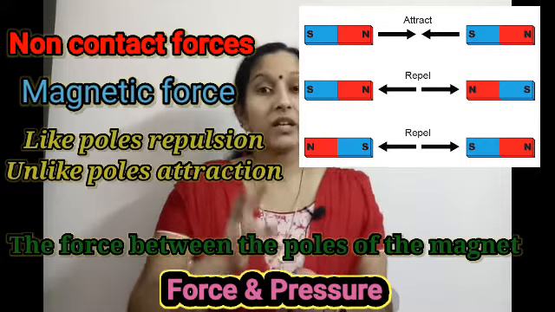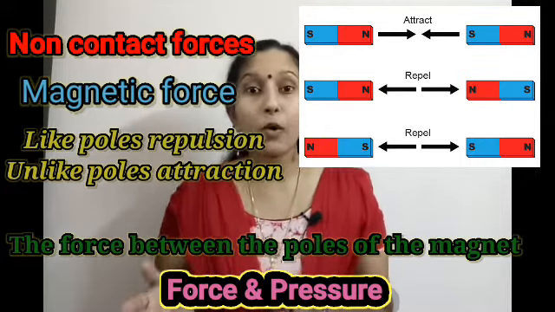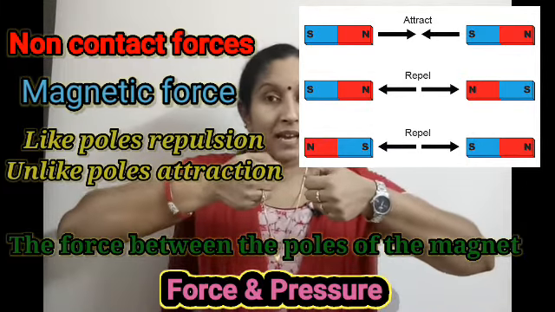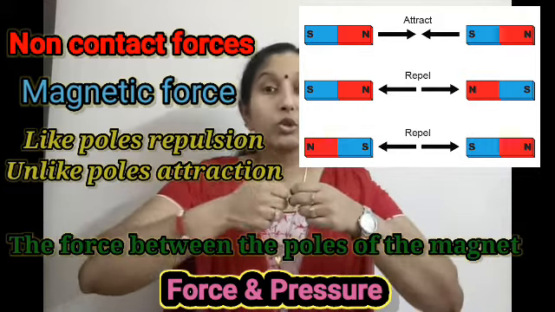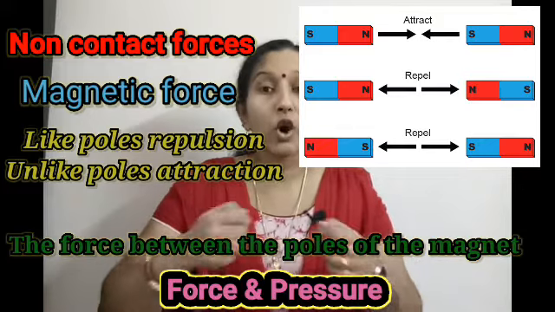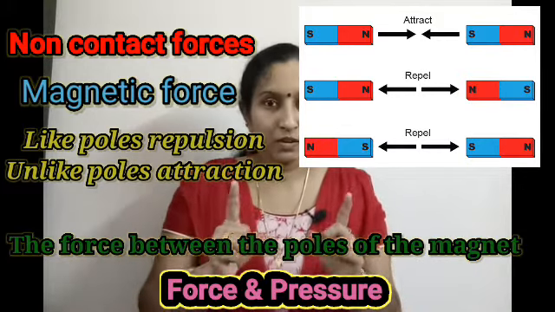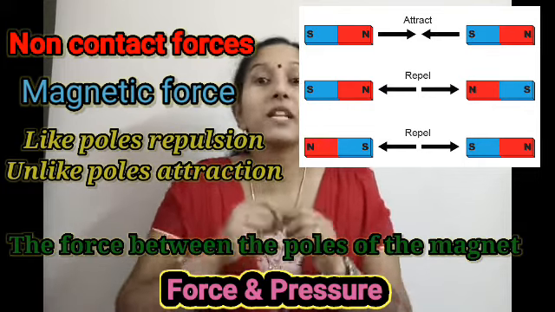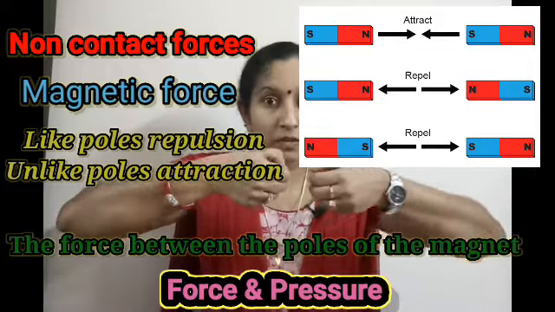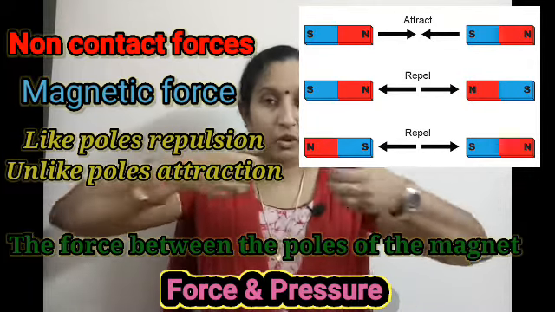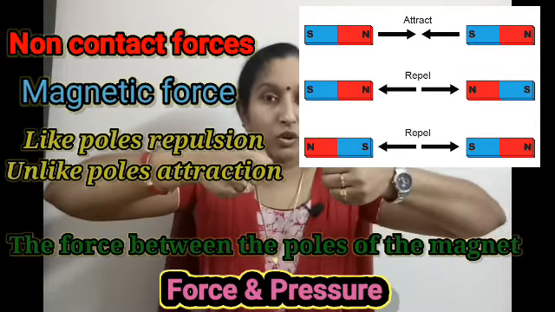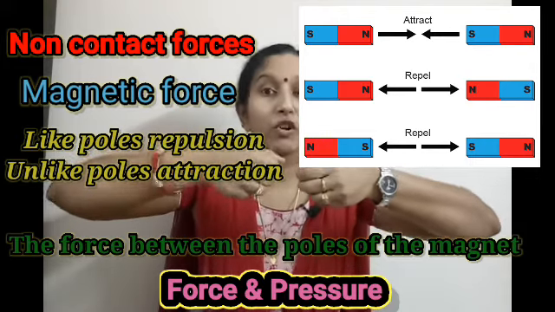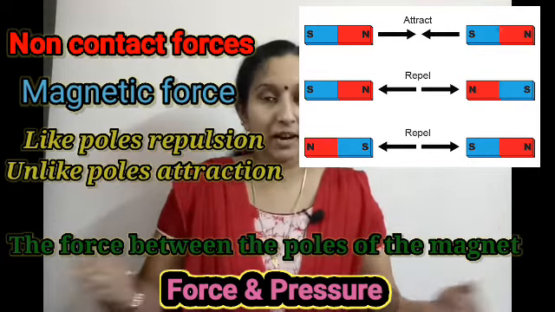As I told you, there are two poles for a magnet, North Pole and South Pole. If we bring two North Poles together, you can see the repulsion. Two North Poles means like poles, or same poles. There you can see the repulsive force. Repulsion means they move away from each other. That is repulsion.